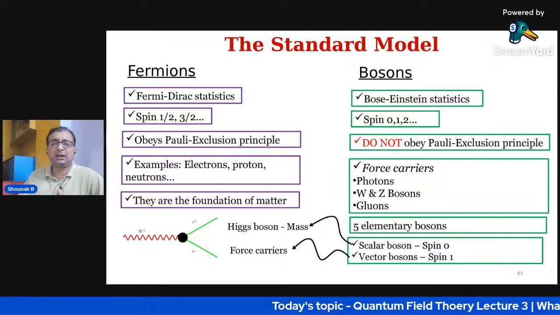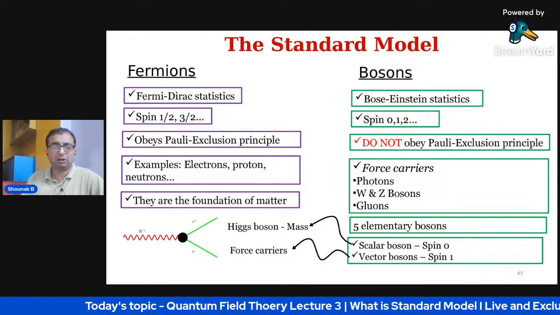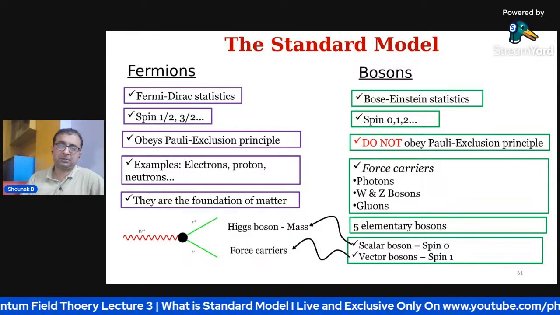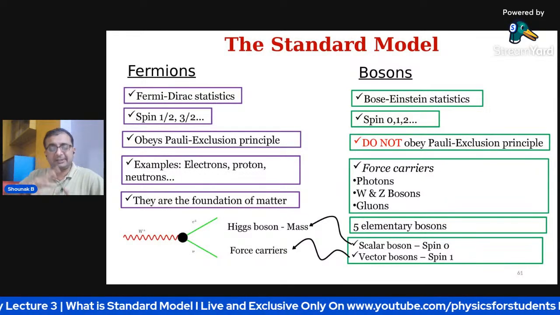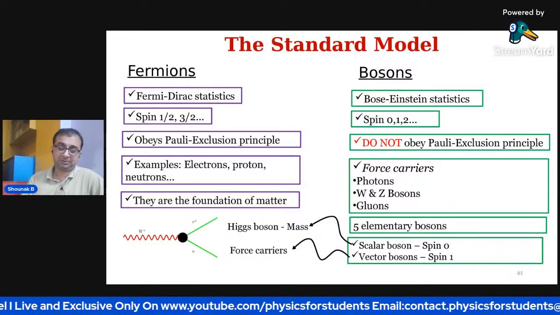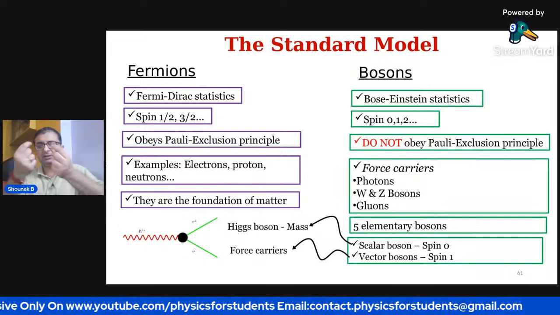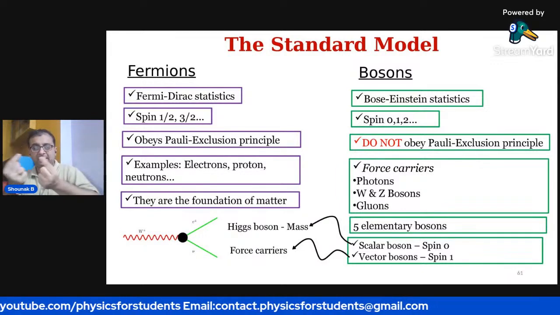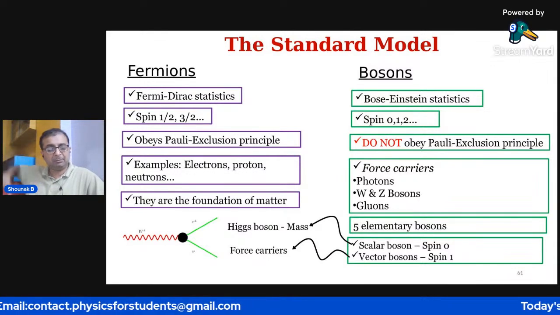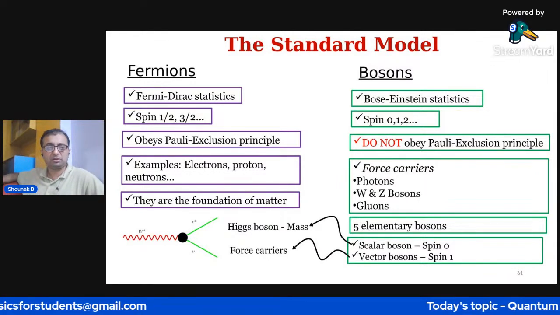So anyway, what we need to understand is that these are integer spins, 0, 1, 2, and so on. They do not obey the Pauli exclusion principle. What does that mean? That with the same spatial distribution, they can occupy multiple states. These are the force carriers. That means if there is any force acting between this and this, bosons are basically the force carriers, W and Z bosons and gluons.